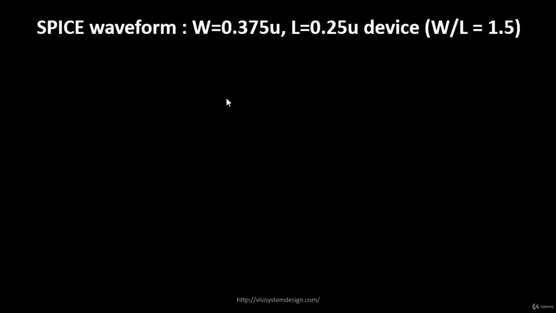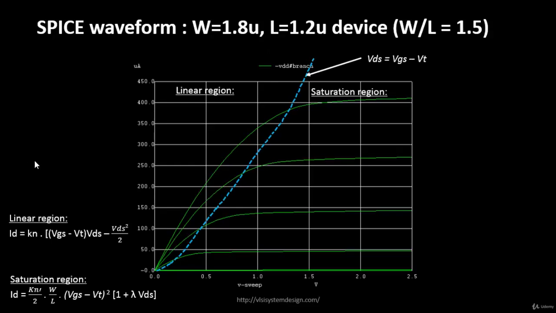and your width is 0.375 micron. So just before that, if you see this particular curve, what do we expect from this particular curve? We expect whenever your W by L is constant, you expect your drain current to be same at any node. That's what is the expectation.